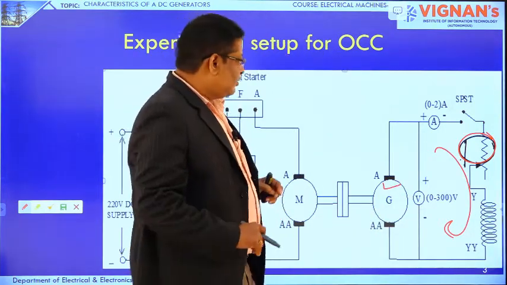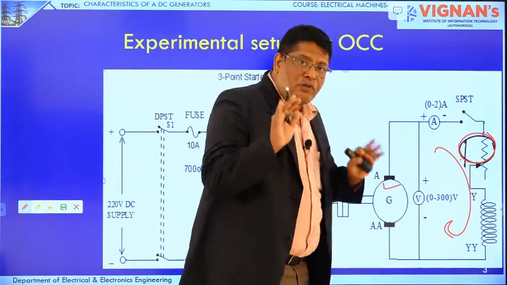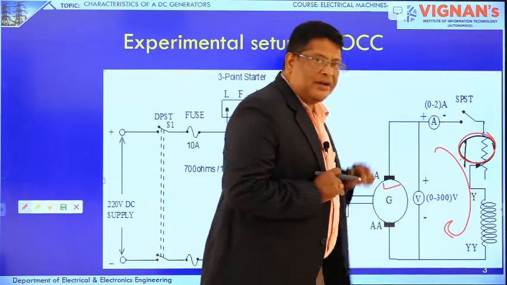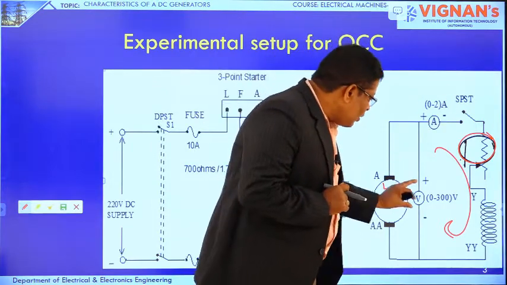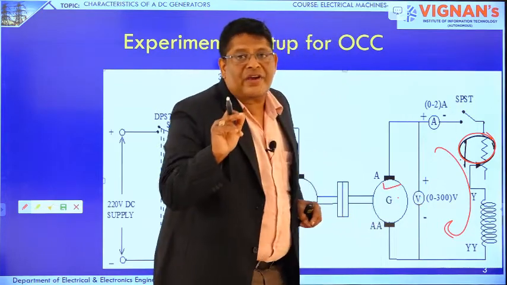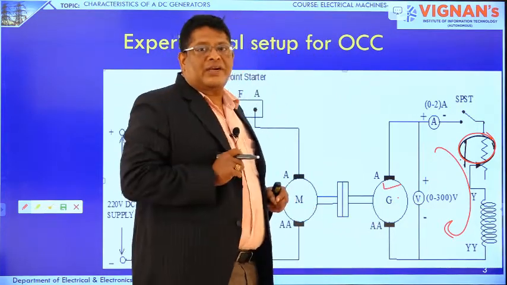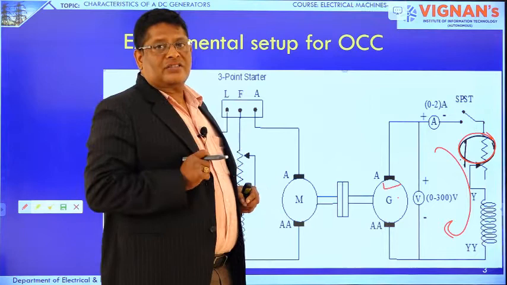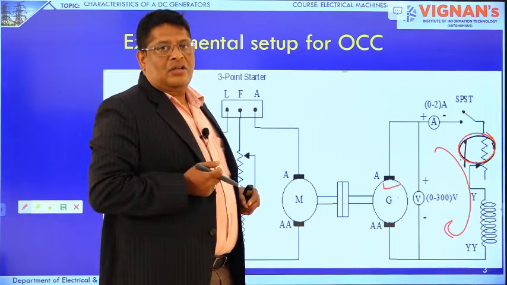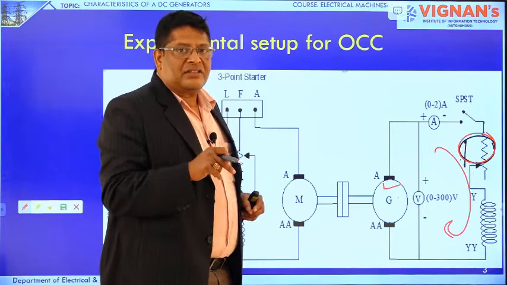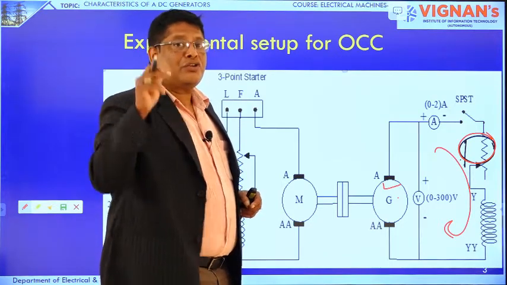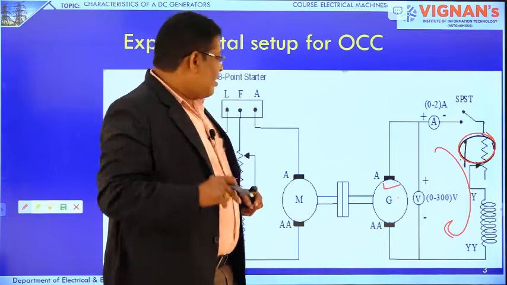See here the point: there is some amount of voltage in a generator even when the switch is open. When the switch is open, you can find some amount of voltage in the voltmeter. That is because of the residual flux. That may be 1 volt or 2 volts. That is there in the machine because of the residual magnetism of the magnetic poles.